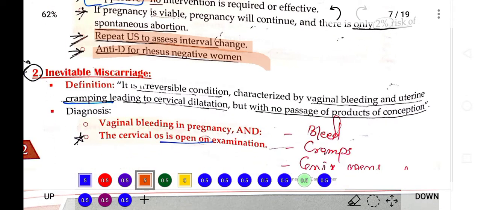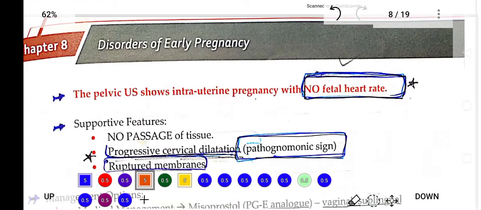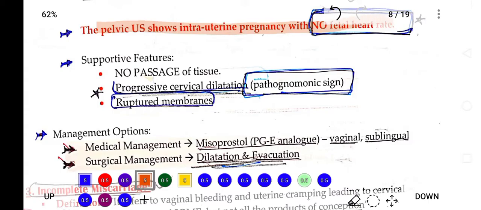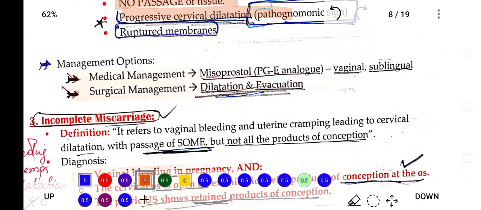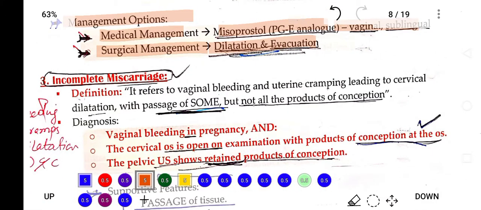And another type of miscarriage is inevitable miscarriage. Now, this is miscarriage with an irreversible condition characterized by vaginal bleeding and uterine cramping leading to cervical dilation, but no passage of products of conception. Loss of fetus or conception is known as inevitable miscarriage, in which vaginal bleeding occurs with an open cervical os. Pelvic ultrasound will show intrauterine pregnancy with no fetal heart sound and no passage of tissues, because death of the conception has occurred. Management will be by misoprostol, vaginal or sublingual, and surgical management by dilation and evacuation is done.